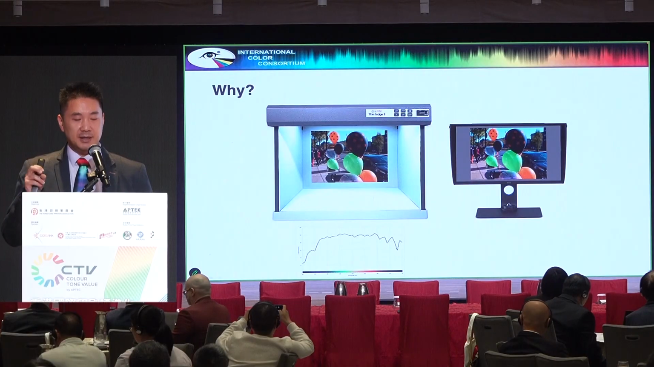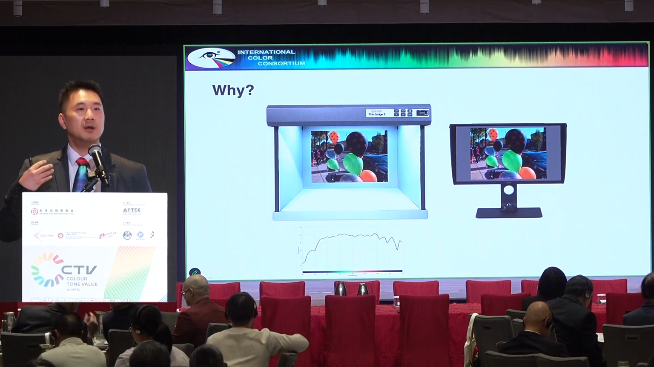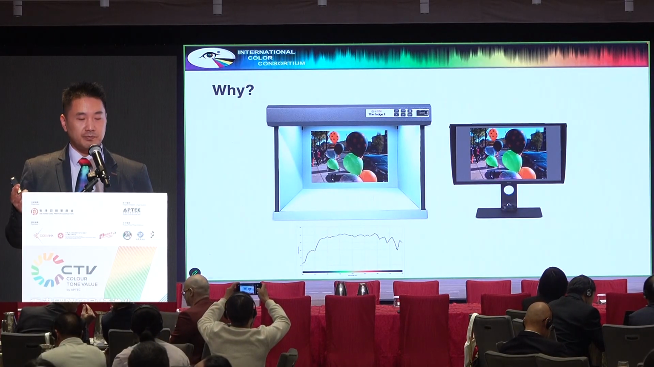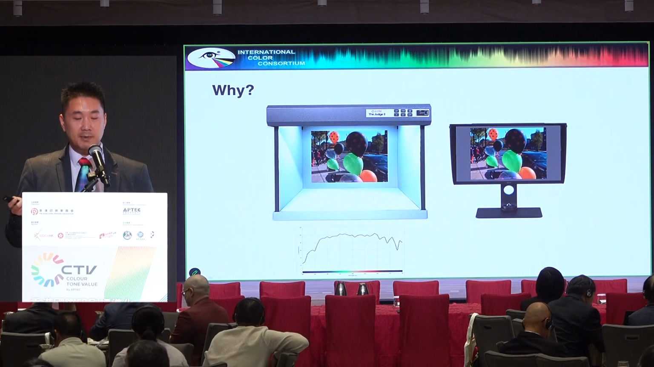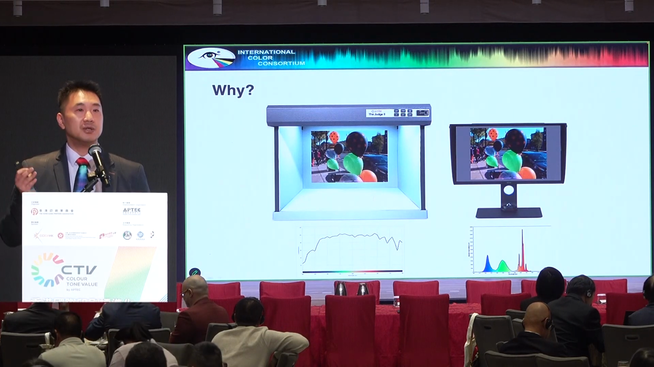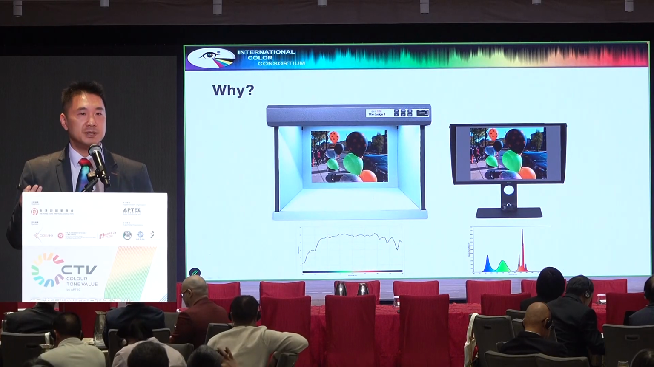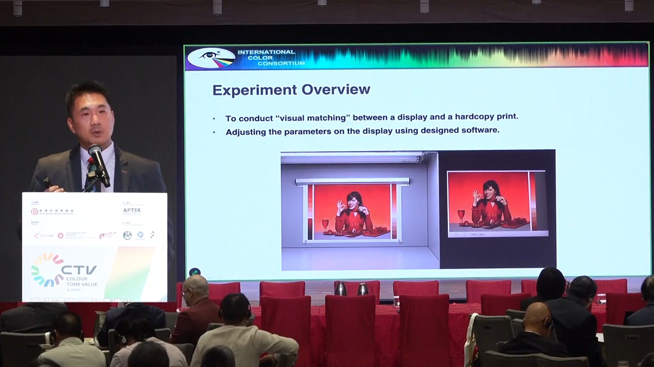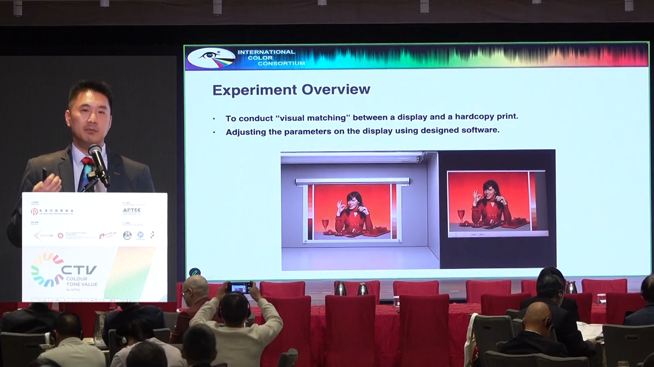So we take a look at the spectral characteristics of the prints. Prints are illuminated by broadband illuminants, so you're looking at D50 or D65, right? So it's broadband. But displays are actually narrowband. So it gives you very different characteristics of visual appearance. So we designed an experiment to try to see how we can improve this.